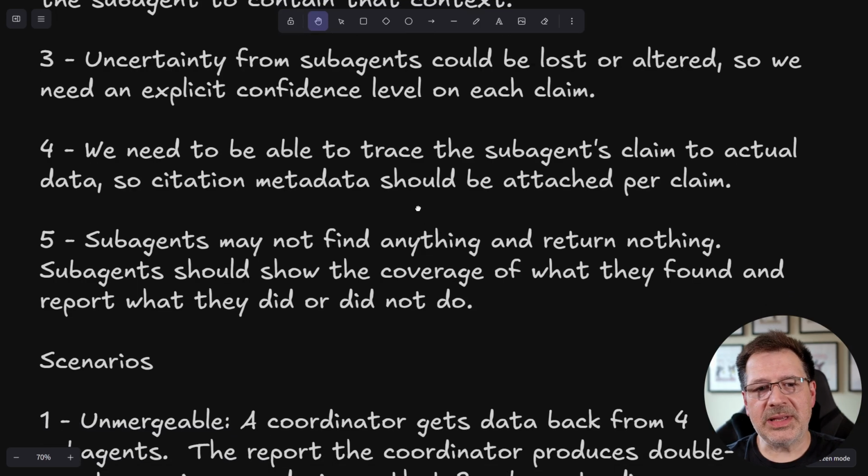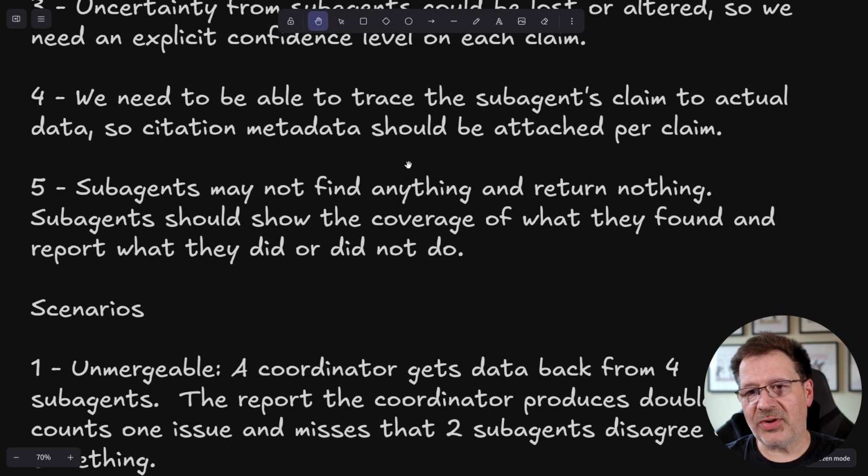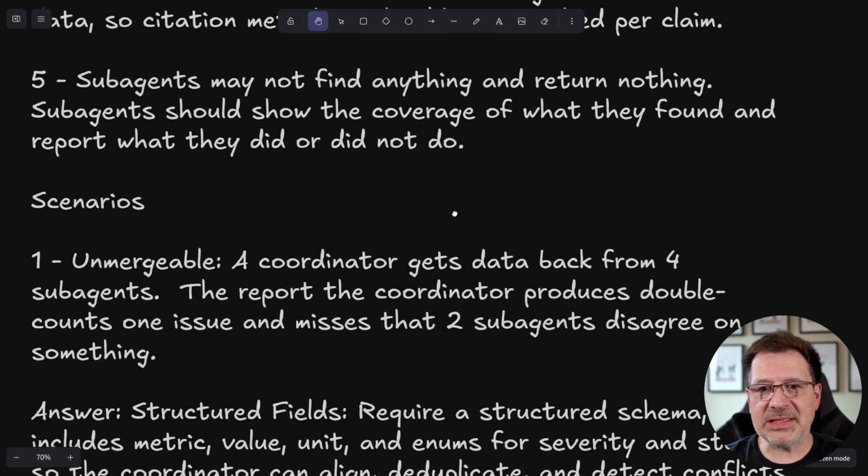The next item is that we need to be able to trace the subagent's claim to actual data. So we must include citations in the metadata. This boils down to if I reviewed 10 files, somewhere in there, I need a citation as part of my output that's in JSON that tells me here's where I found these particular things that we need to address.